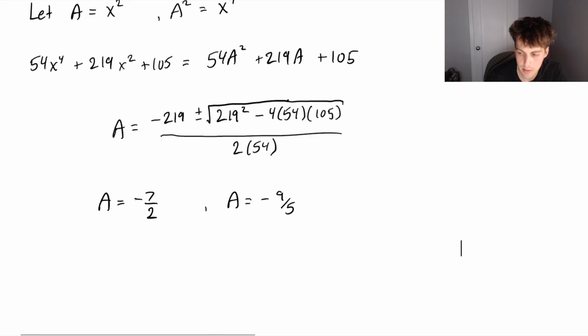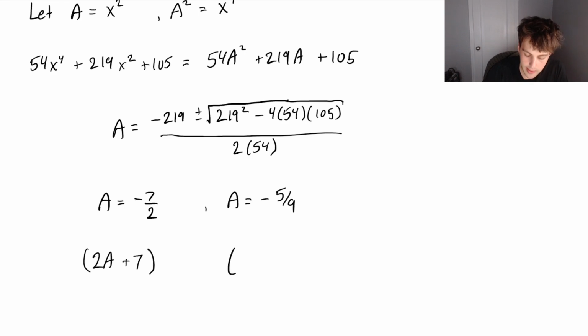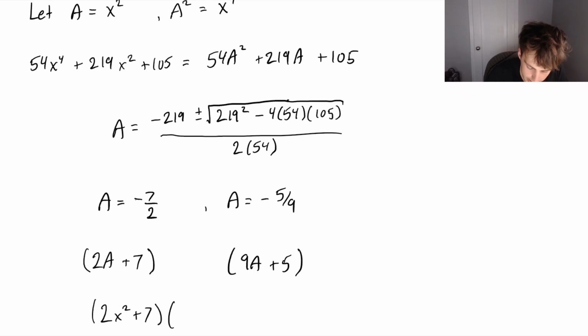Actually, let me just double check. Great, so our second root was actually negative 5/9. We can notice now that in our factored form, this would be 2A plus 7, and this root would be 9A plus 5. And remember what A was. A was just x squared. So we would have 2x squared plus 7, or 9x squared plus 5.